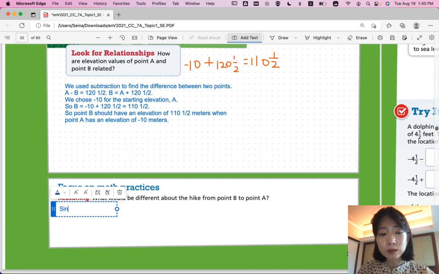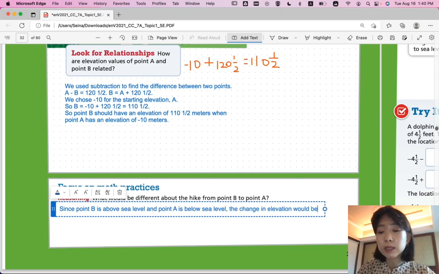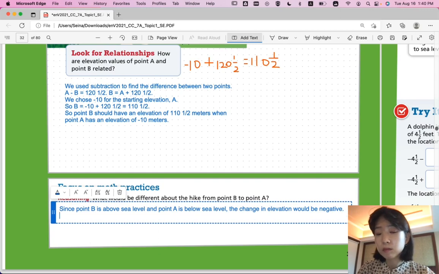So let's write that down. Since point B is above sea level and point A is below sea level, the change in elevation would be negative. She would be going down instead of going up.